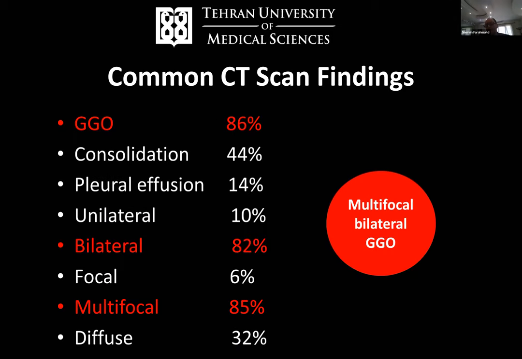But again, I want to emphasize that we have to remember that consolidation, pleural effusion, and especially unilateral, unifocal, or diffuse parenchymal involvement aren't common among patients. The most common finding is multifocal bilateral subpleural ground glass opacities, and we can see it in more than 85% of patients.